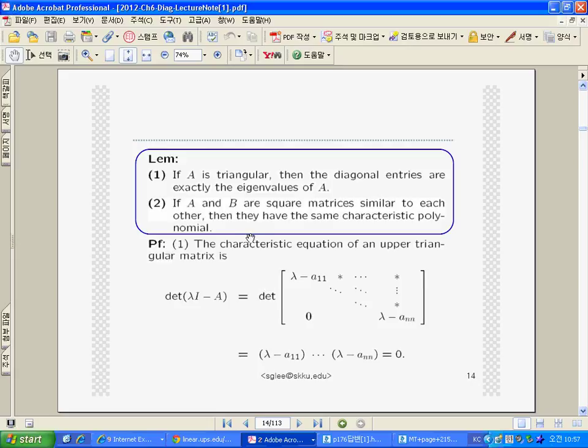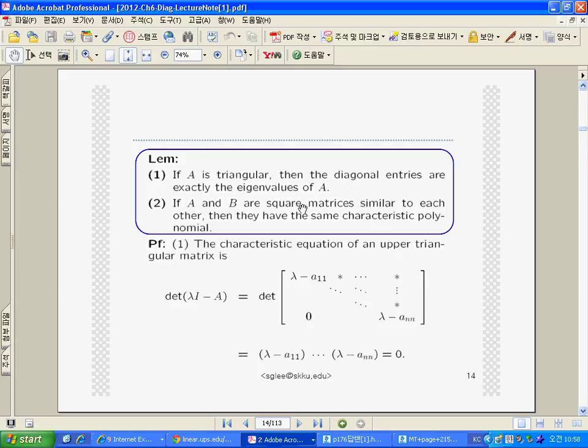You saw the examples. So here's the lemma: if A is triangular, then the diagonal entries are exactly the eigenvalues of A. You can easily show it because it satisfies this characteristic polynomial, which means A11, A22, up to ANN are the solutions of this characteristic polynomial. So those diagonal entries are the eigenvalues of the triangular matrix A.